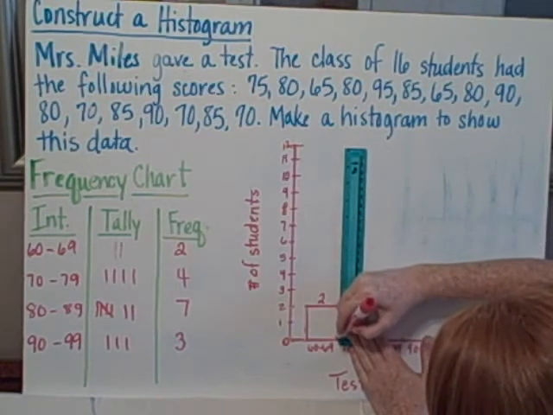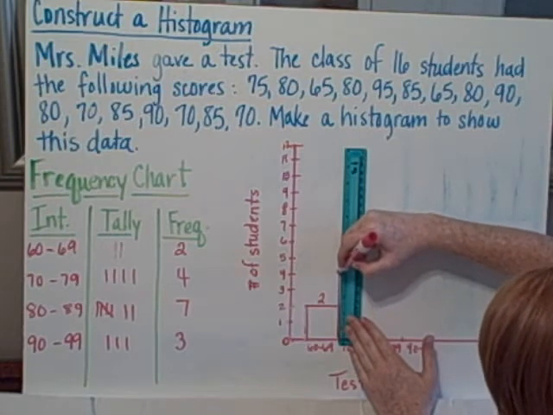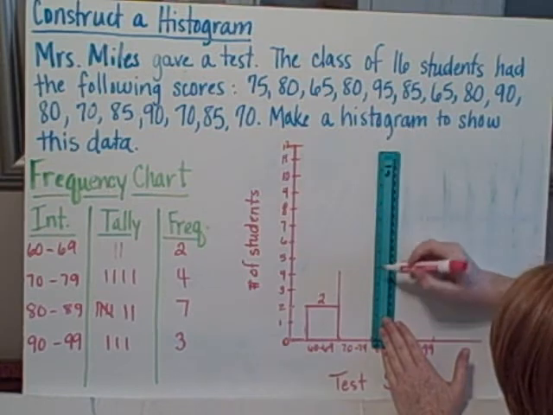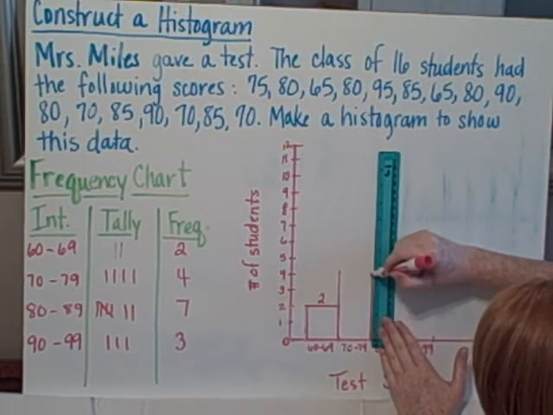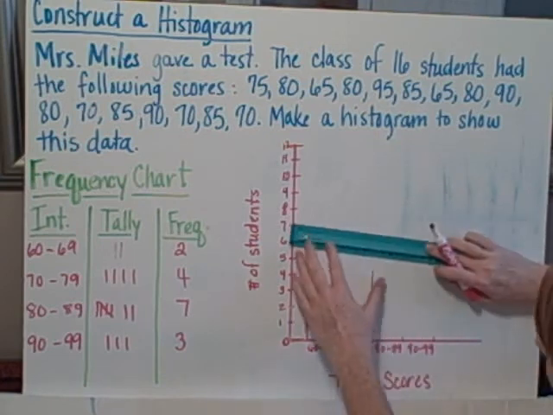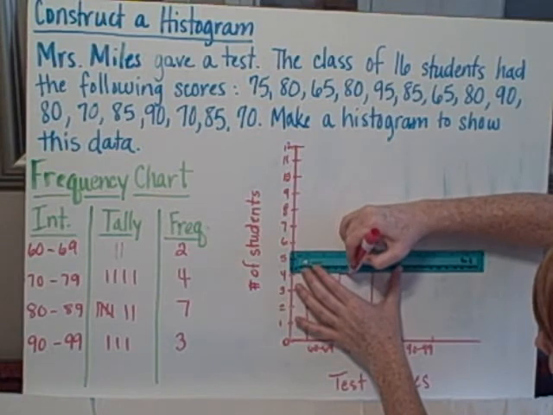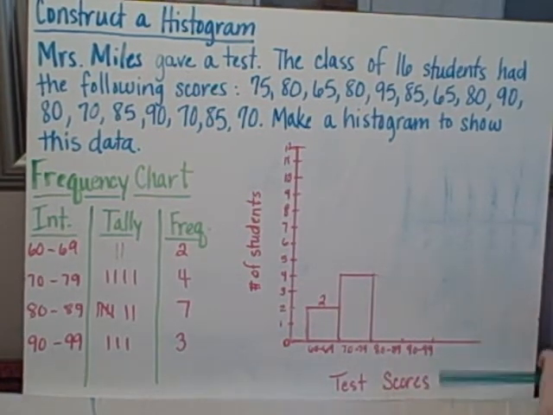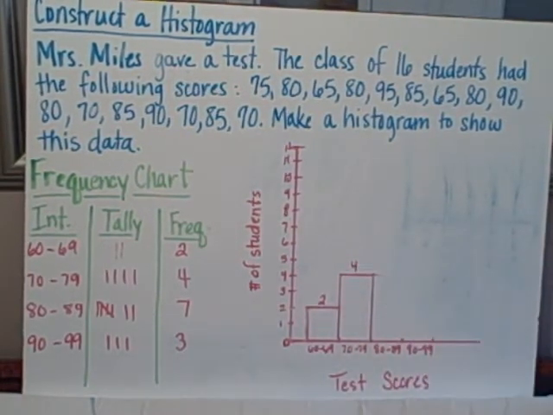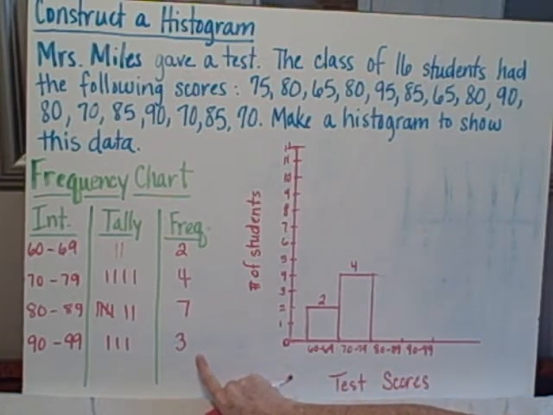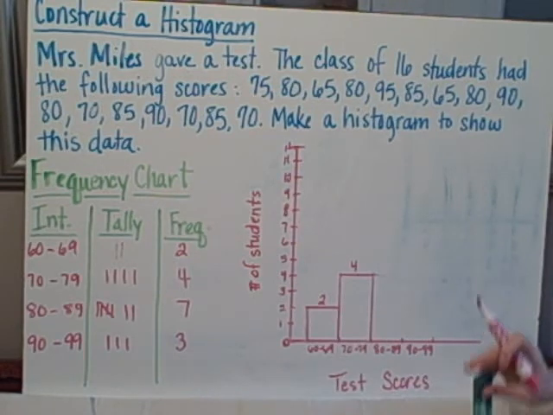I can do this without making a big mess. We will slide over to the next one, again going up to 4, and across. Oops, a little bit off, and I would put 4 there. I'm going to continue on through 80 to 89 and 90 to 99. I'm going to go ahead and do those without stopping between each one from this point on.